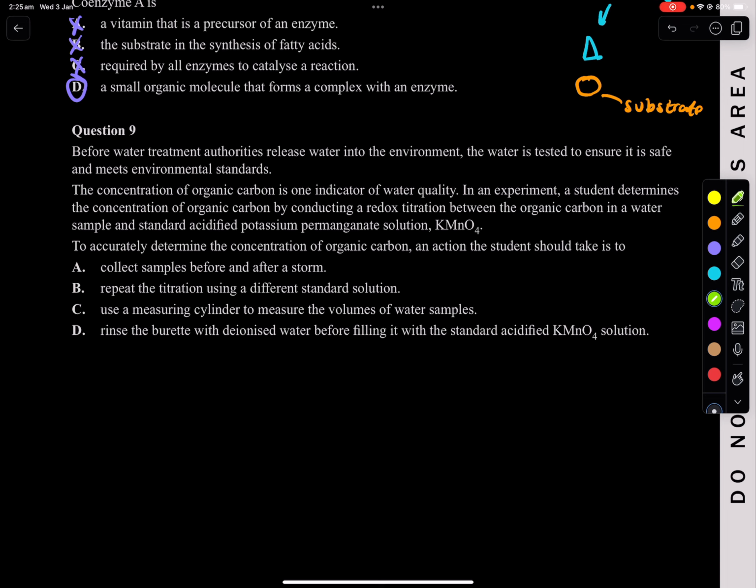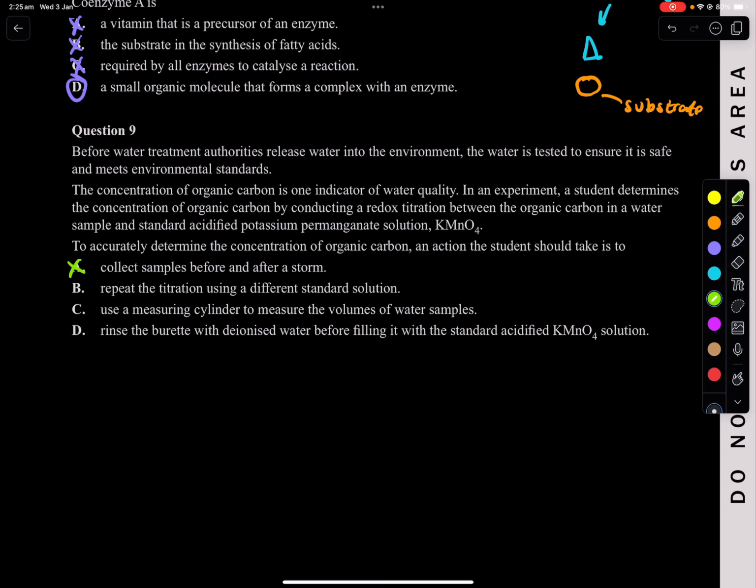Collect samples before and after a storm. No, don't do that. Imagine the weather is beautiful and the water is nice, and you take a sample. Then after a rainy day, mud goes everywhere and into the water, and more carbon goes into it, and then you take another sample. It pretty much affects your accuracy. You're taking two different results, and that's not a good way for accuracy. It will just destroy your accuracy.